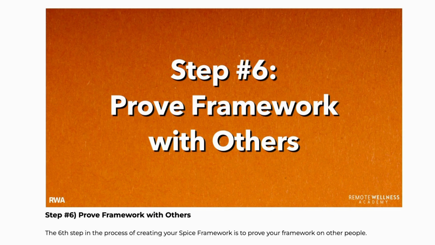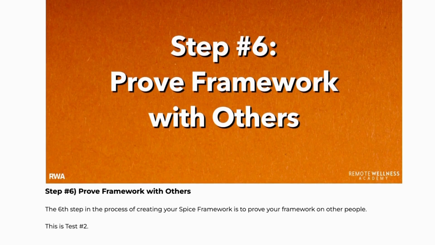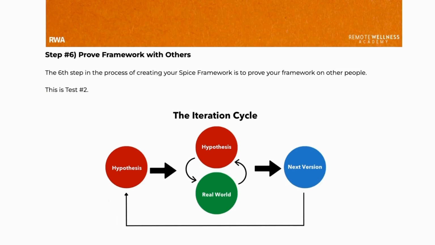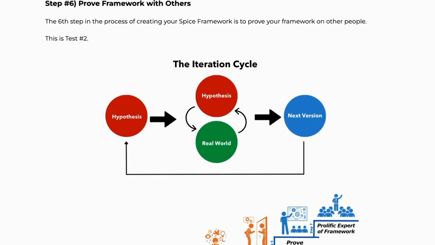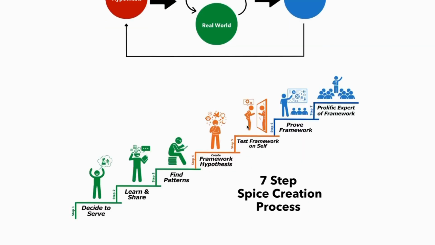All right, the party continues with step number 6, prove the framework out with others. This is the 6th step in the SPICE framework creation process. And this is what we really call test number 2, right? So we've talked about the iteration cycle and how you take this hypothesis and now you need to expose it to the real world, right? The real world we've exposed it to already is testing it on yourself, but now it's about exposing it to the real world by testing it with other people in order to refine it and come up with your next version. So let's talk about proving your framework out with others.